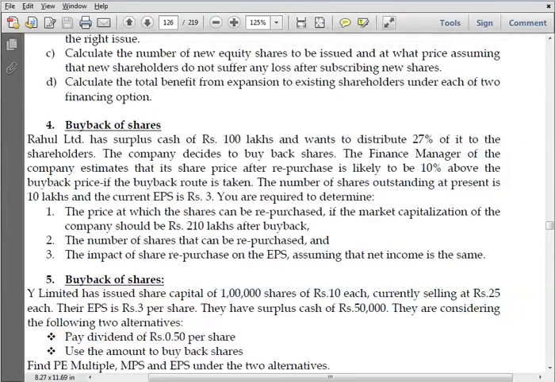They are saying the share price after repurchase is likely to be 10% above the buyback price if the buyback route is taken. So we will assume the buyback price to be X, post buyback price will be 1.1x, establish the equation and get the buyback price and number of shares to be bought back. That will answer part 1 and part 2 of the question. Clear? Now working note 1, analysis of the buyback option.